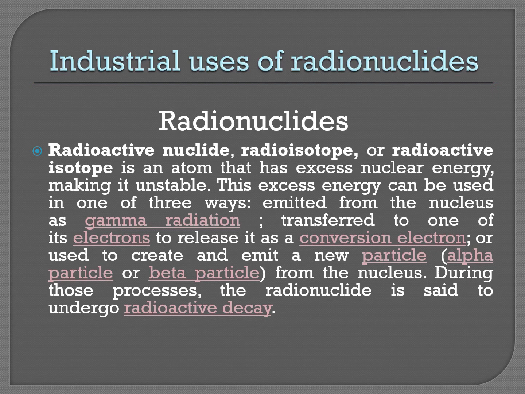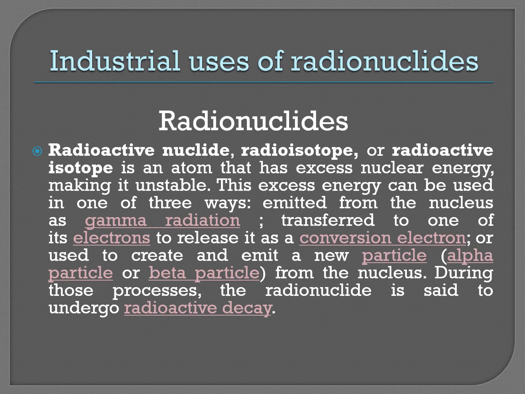The conversion electron, we can say, is the electron which is released when a highly radioactive atom having excess energy ejects an electron from the neighboring orbital of an atom, and in this way the electron is ejected, and this high energy electron is known as the conversion electron. And during all these processes, the radionuclide is said to undergo radioactive decay.